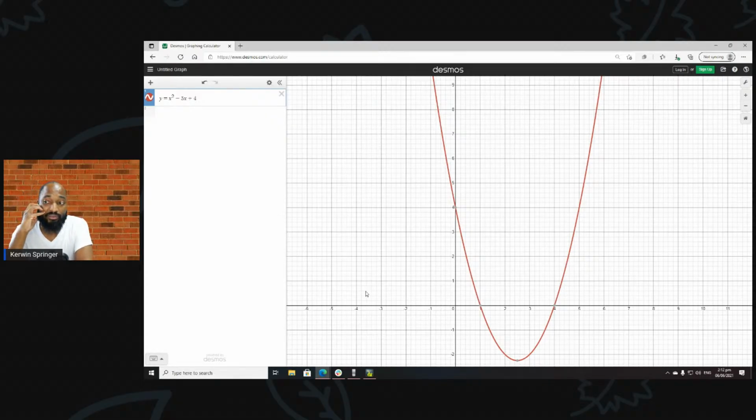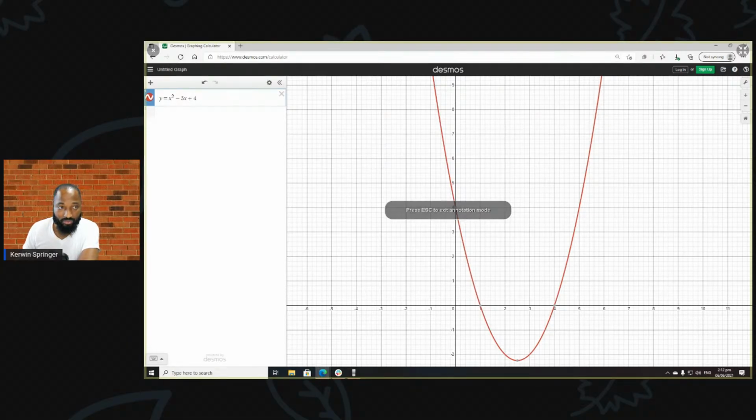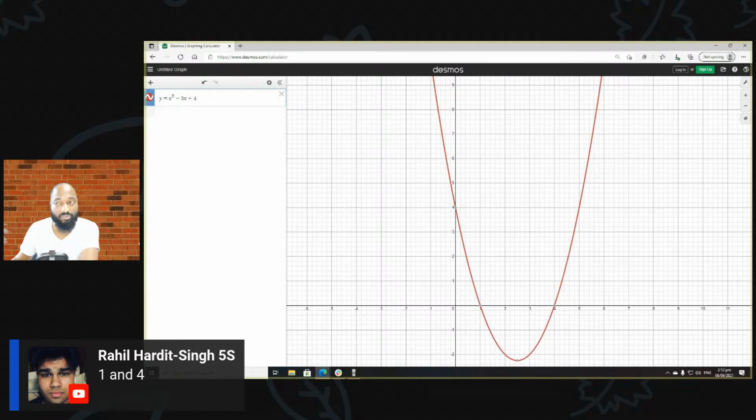Because that's what we're here for. We're here to understand what the quadratic graph is about. What are the different points of the graph? What are the names and everything? 1 and 4, says Rahil, and Rahil is correct. The roots of this are 1 and 4.